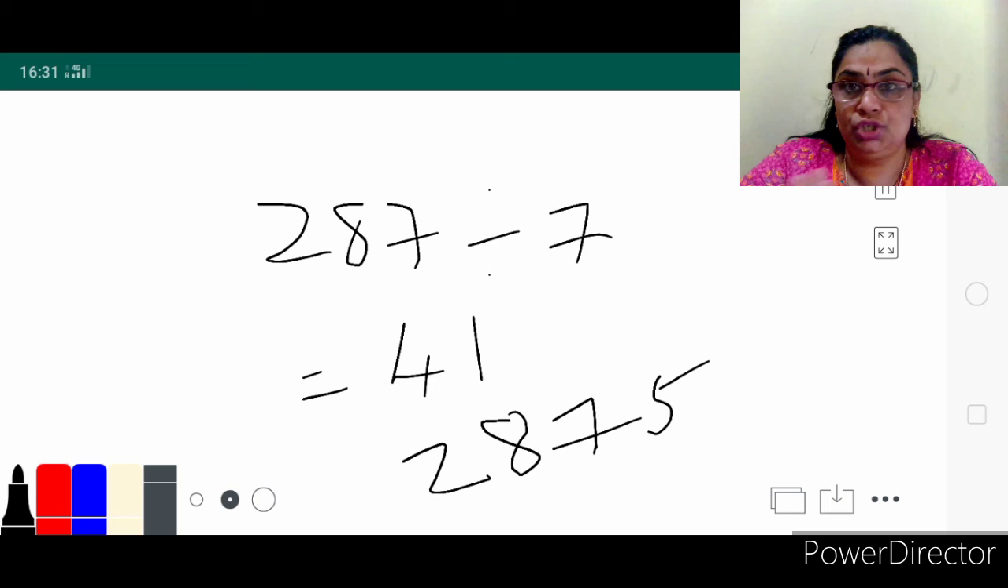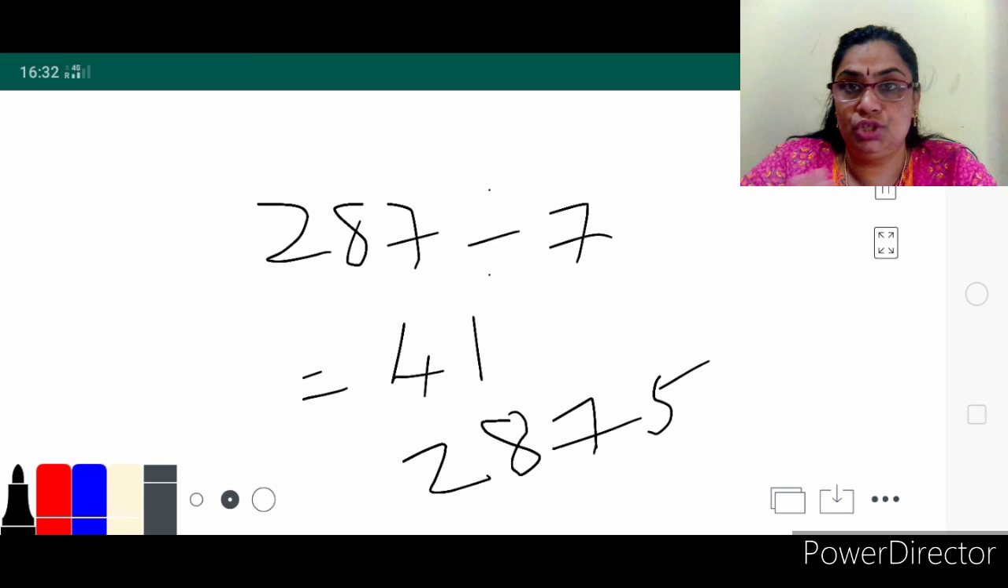Okay, next is test of 9. A number is divisible by 9 if the sum of its digits is divisible by 9. In the case of 3 also we applied the same rule, taking the sum of the digits and checking whether the sum is divisible by 3 or not. Here also we have to take the sum of digits, then test whether that sum is divisible by 9 or not. This is the divisibility test of 9.